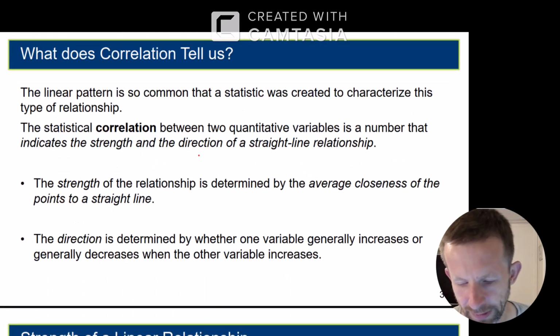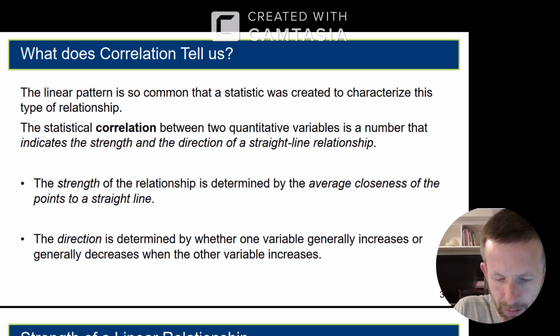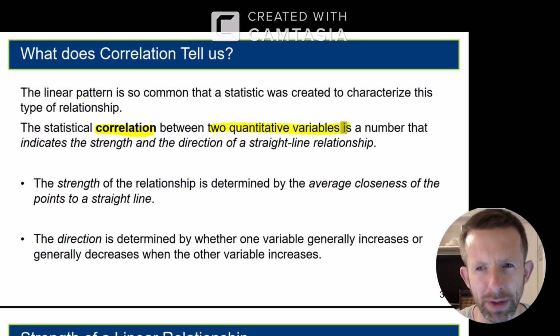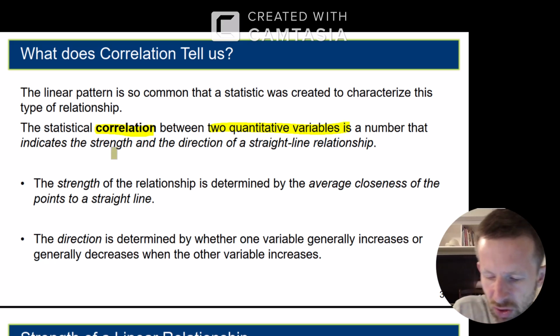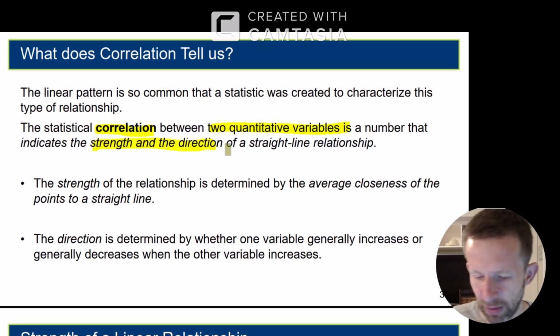What does correlation tell us? So the correlation between two quantitative variables, it has to be two quantitative variables. So two variables where we can find the average. You can't find the correlation between categorical variables, so things like eye color, etc., you can't correlate them. There's association, but not a correlation. It's a number that indicates the strength and direction of a straight line relationship.